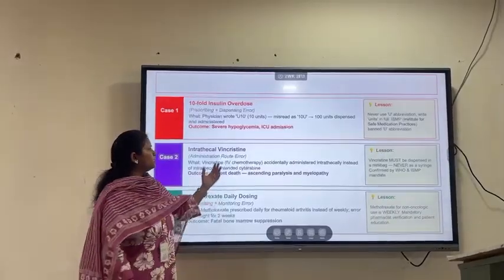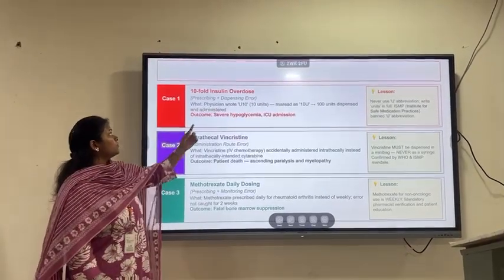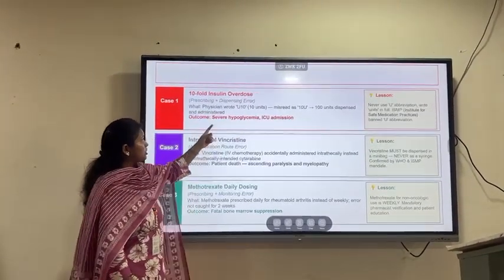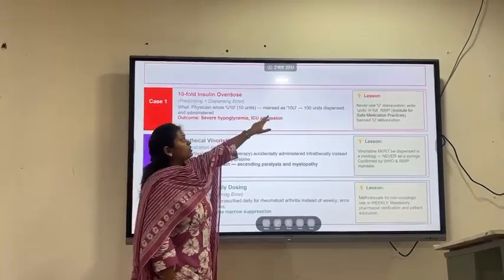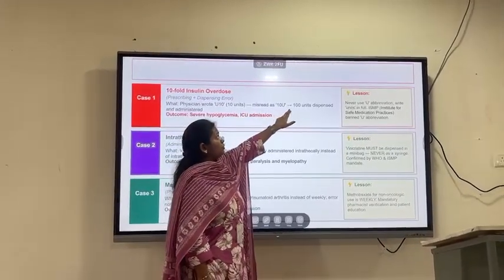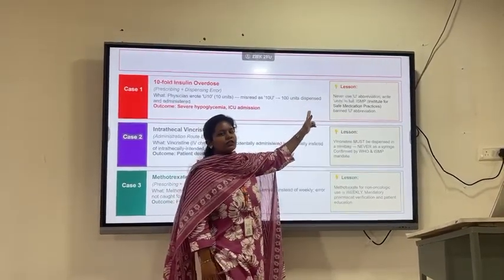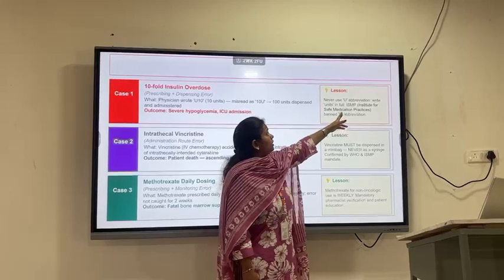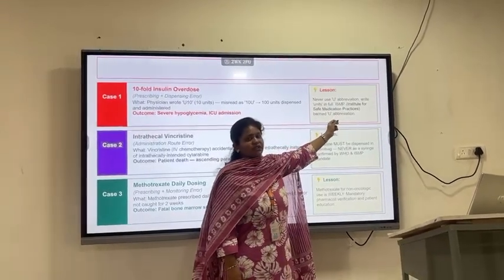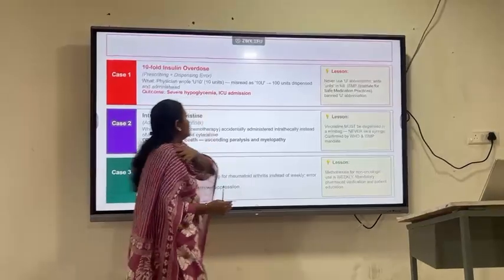And lastly, discussing a few examples of detection of medication errors. The first one is insulin overdose. The physician wrote unit 10, meaning U10, which means 10 units, but it was misread as 100 units, and 100 units were given to the patient, which is an overdose of insulin causing a hypoglycemic condition. So this is an abbreviation misread error, or prescribing error.